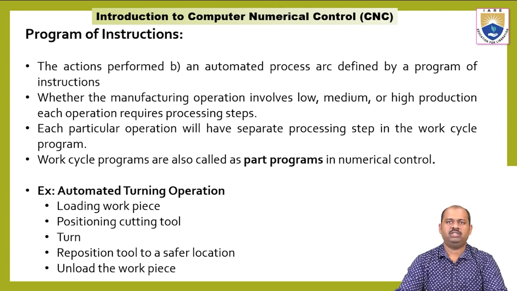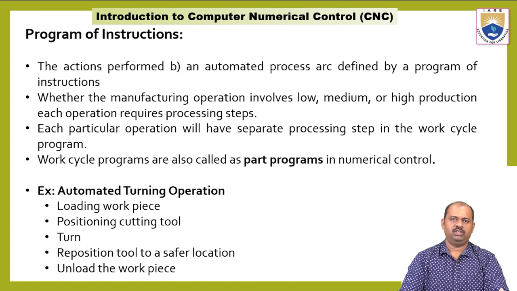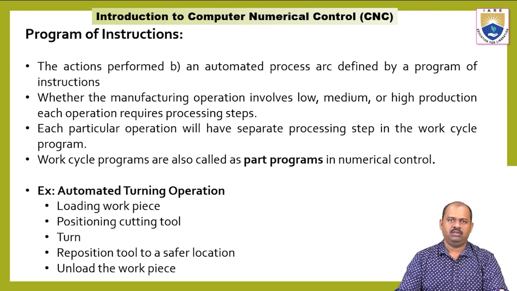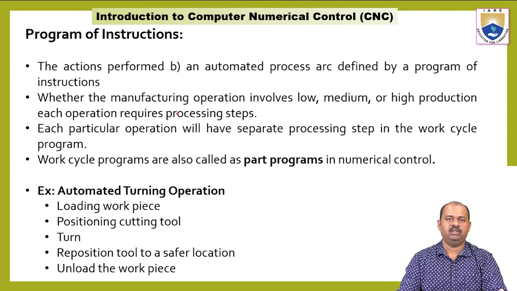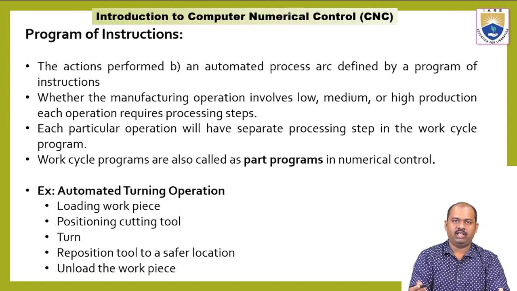Whether the manufacturing operation involves low, medium or high production rates, each operation requires a processing step. So there could be some processes which require one or two steps of program to be given in order to complete the process. On the contrary, there might be some 10 to 15 or hundreds of programming inputs that should be given to a manufacturing system for completing the process. Okay. So like this, there are different types of systems.